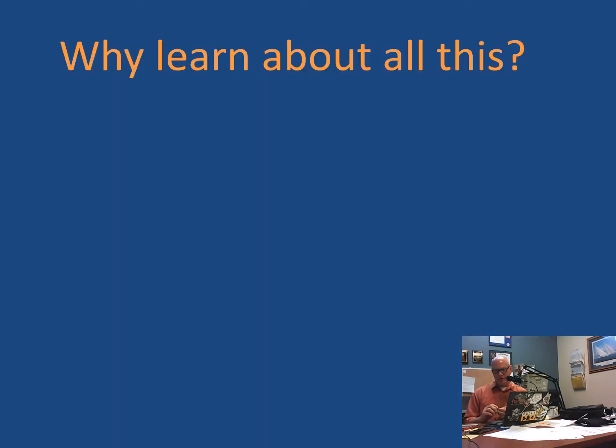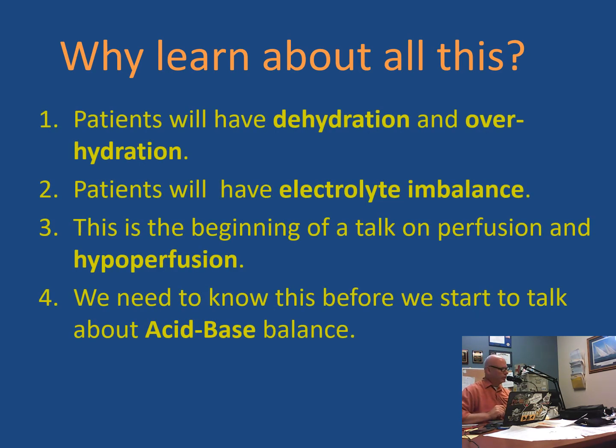So you might be asking yourself already, why do we have to know this? There's a lot more to know about all of these fluids and electrolytes, but what we've talked about so far is important to the advanced EMT because we're going to talk about this a lot. All right. First of all, hydration and overhydration is a big part of what we need to know as EMTs and as advanced EMTs. We need to be able to understand electrolyte imbalances and what that might look like. This is the beginning of our talk on perfusion and shock, and it's the basis of some of the things that we'll talk about with the acid-base talk.